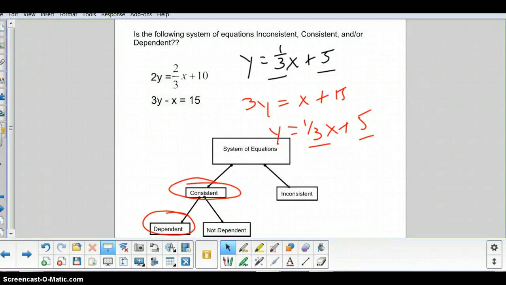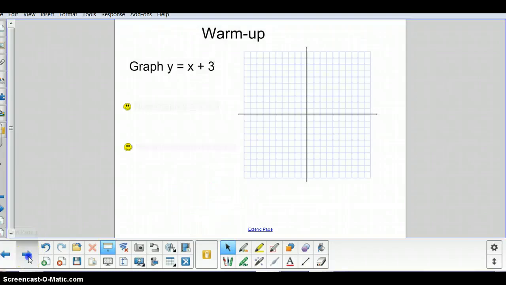Okay, as you could see here, the slope of the first line is 1/3 and the y-intercept was 5. And when solving the other line for slope-intercept form, I identify the slope as 1/3 and the y-intercept of 5. They are the same line, so the system of equations is consistent and dependent. Okay, and let's move on to the next slide.